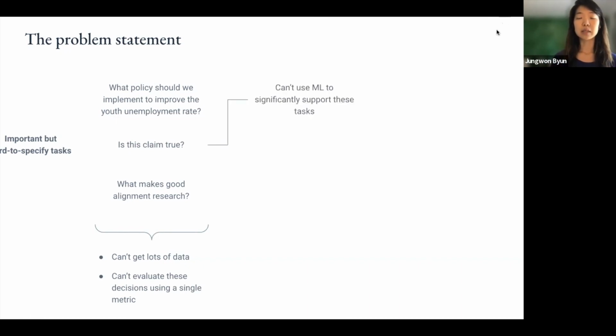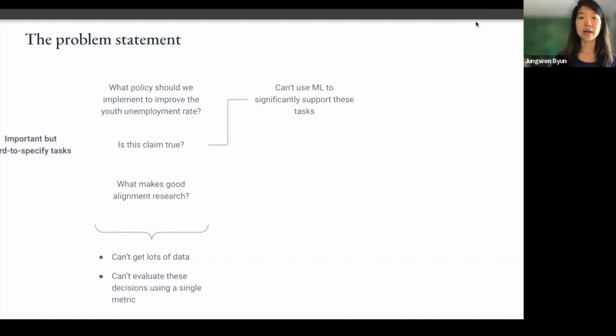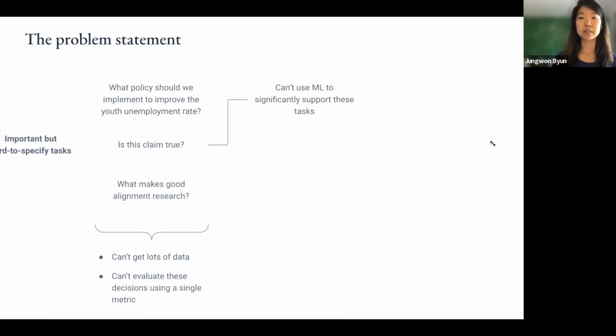Where does that leave us? Well, it puts us in this position where we either can't use ML to significantly support these tasks, or we try to use the current ML paradigm to support these tasks by finding a proxy metric and using that as a reward signal. And then in today's world, we would train it end to end.